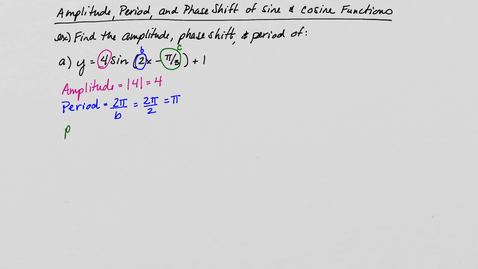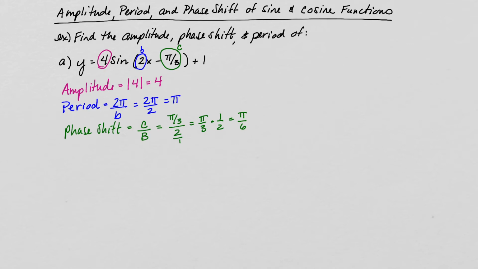So here, the phase shift is going to be c over b. In this case, it's going to be pi over 3 over 2. And we can think of 2 as 2 over 1. So this is going to be pi over 3 times 1 over 2, or pi over 6.